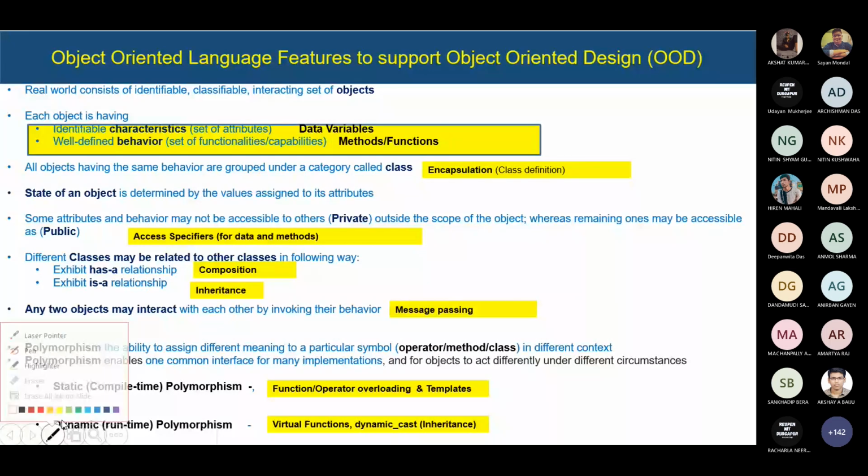So this polymorphism is an ability to assign different meaning to a particular symbol. It can be an operator, a method, or a class, in a different context, right? So here, as I mentioned, as a person I act differently, or I perform different activities depending on the context. The same person, if I am sitting in my normal office, I'll be behaving like a normal faculty.